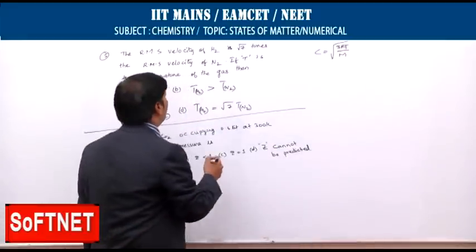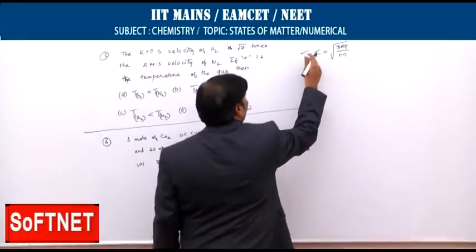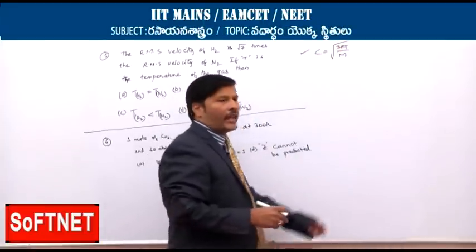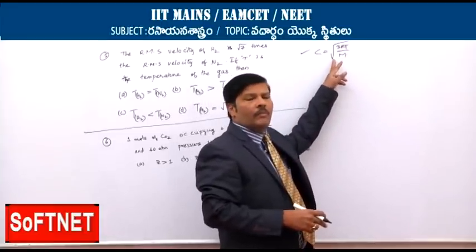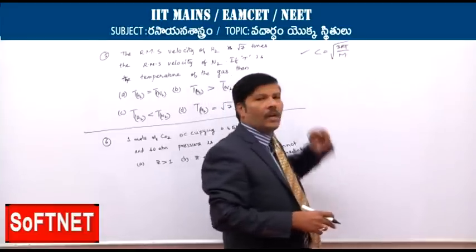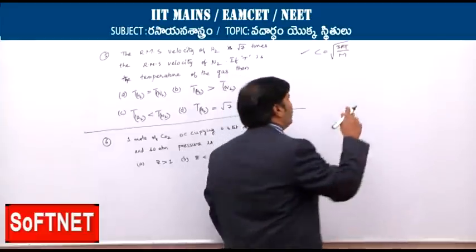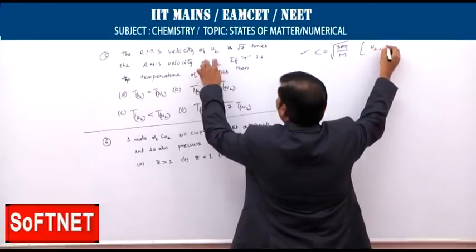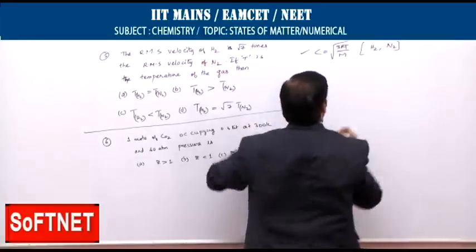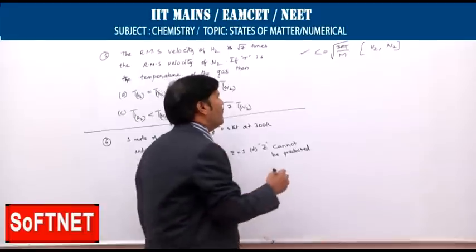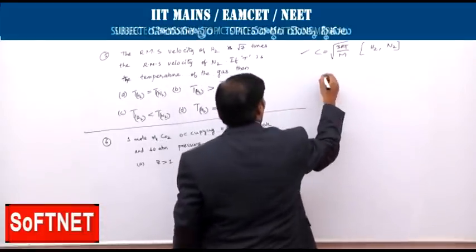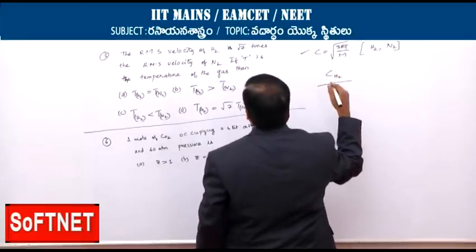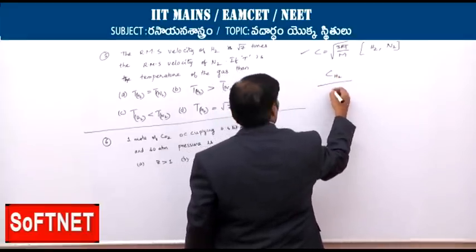Here it is very clear that the gases are different. There are 2 gases. Well, the first approach is RMS velocity is equal to under root of 3RT by M, where R is the gas constant, T is the temperature, M is the molecular weight of the gas, and C is the RMS velocity. But because there are 2 gases, one gas is hydrogen and the other gas is nitrogen, I am going to directly equate this: RMS velocity of hydrogen divided by RMS velocity of nitrogen.